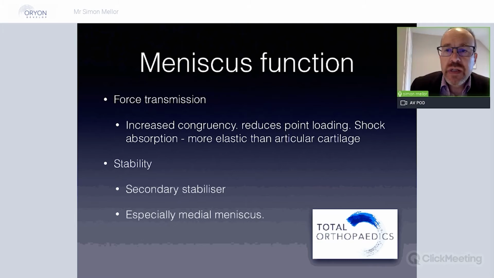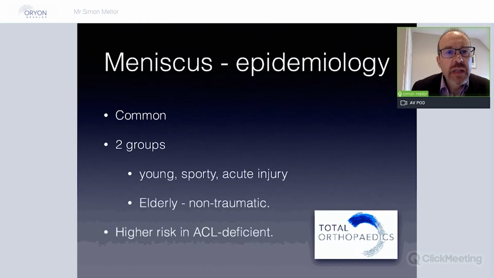The function, as we discussed, is to do with force transfers, and as a shock absorber, the meniscus is a more elastic structure than the articular cartilage, and therefore helps to avoid articular cartilage damage. And we recognize it's the meniscal role in stability as well. Meniscal tears are a common pathology both within the physiotherapy or osteopathy clinic, sports injuries clinic, and indeed within secondary care in the orthopaedic department.